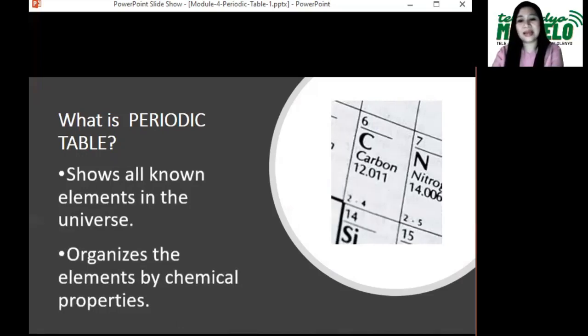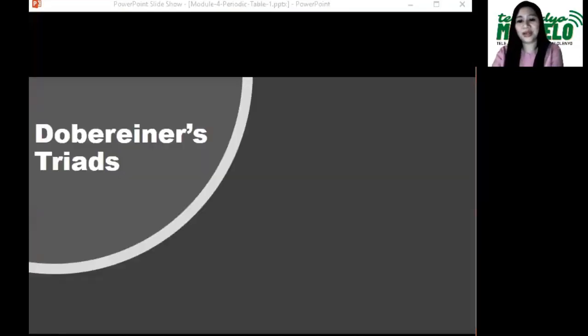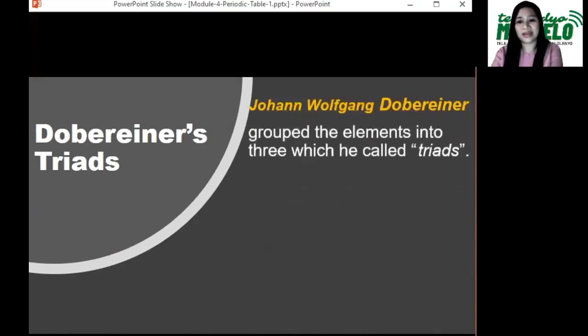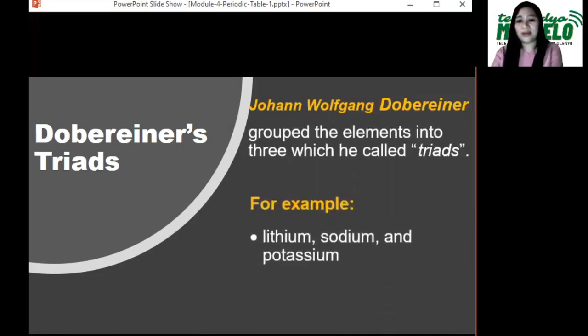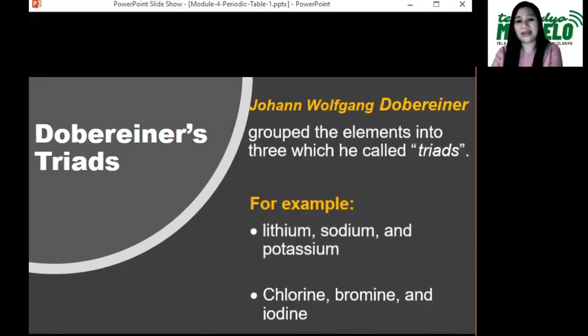Now, let us discuss how the periodic table was developed and the scientists that made their contribution. Let us start with the Dobereiner triads, which was proposed by Johann Wolfgang Dobereiner. He grouped the elements into 3, which he called triads. For example, lithium, sodium, and potassium, and chlorine, bromine, and iodine.